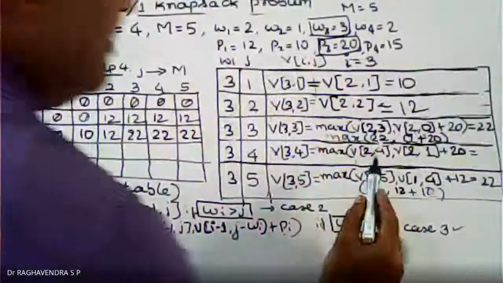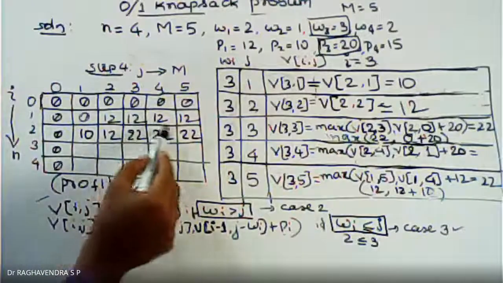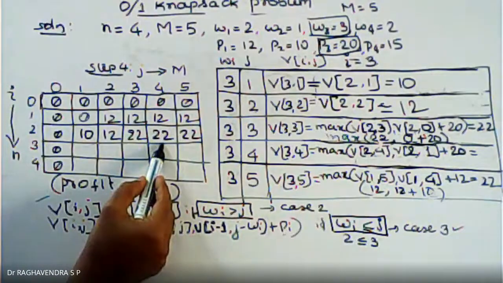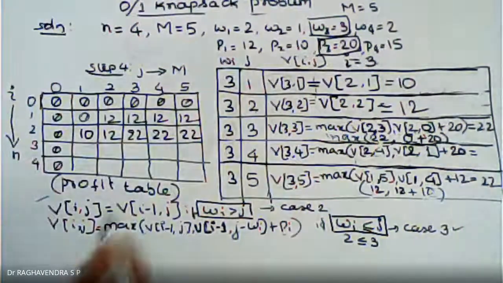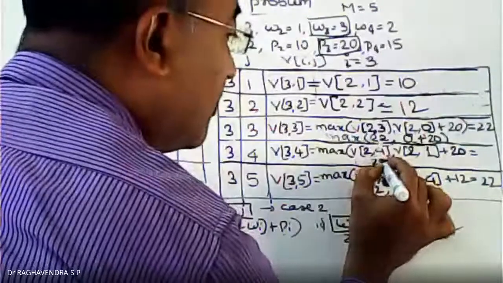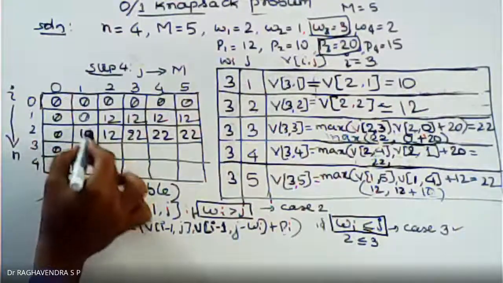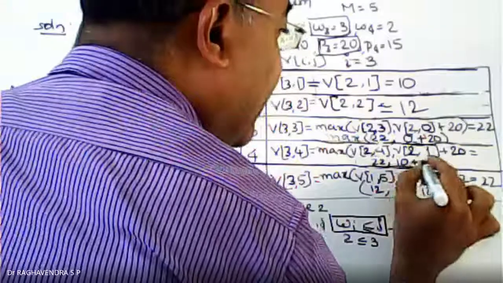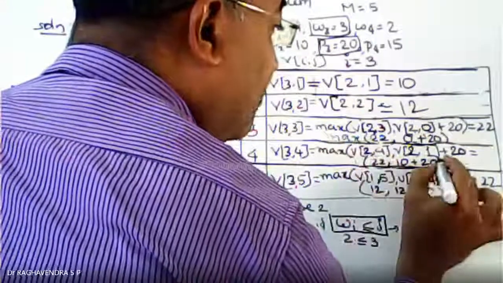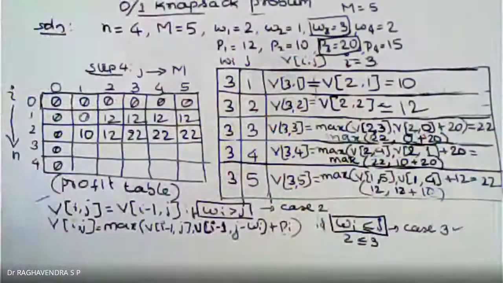So now V of 2 comma 4, how much is the value? 22. Comma 2 comma 1, what is the value? 10. 10 plus 20, because we have to add the profit. So max: 22 is there, 30 is there. Which is the maximum value? 30.